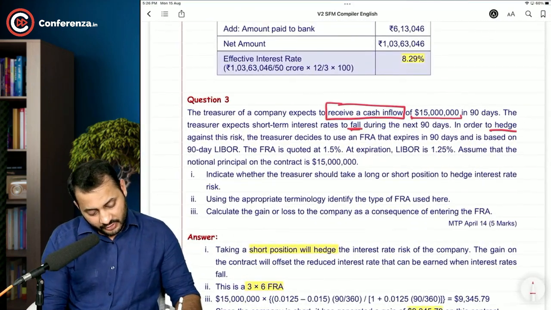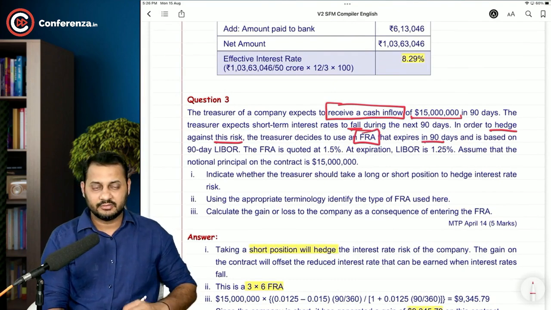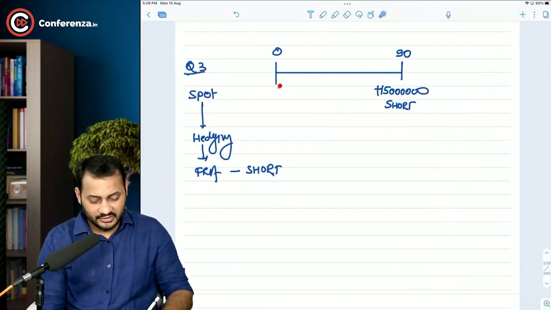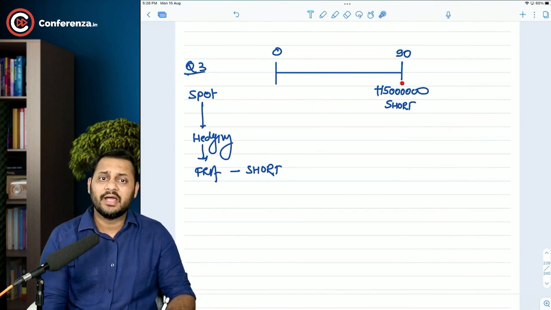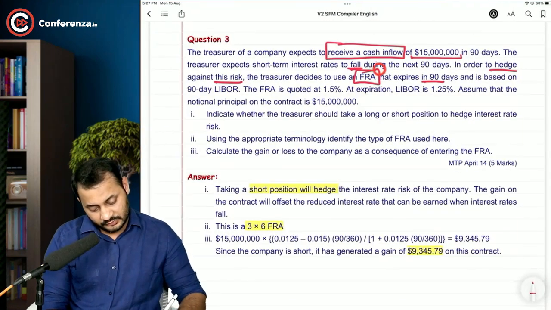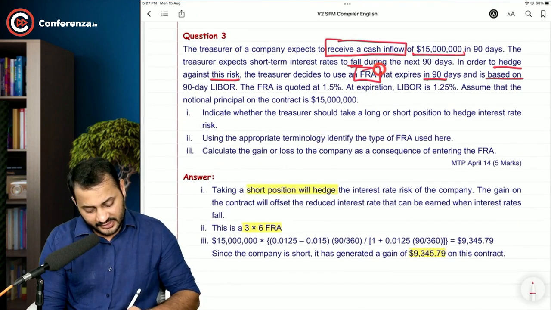Now, in order to hedge against the risk, the treasurer decides to use FRA, which will expire in 90 days. That means it will start here and the FRA will expire here. It has to expire on the same day we want to take a position in the spot market. Okay, sir. Then it is based on the 90-day LIBOR.